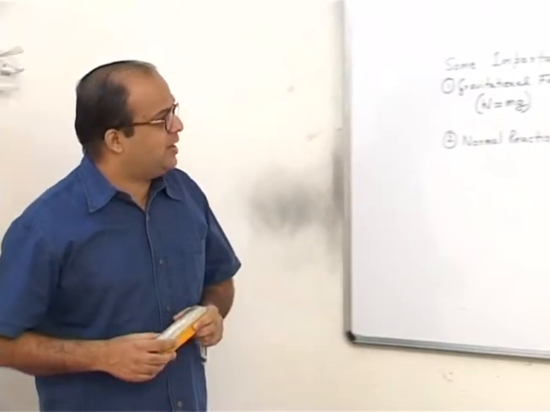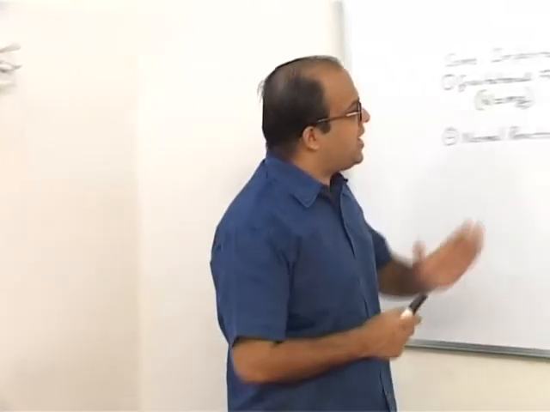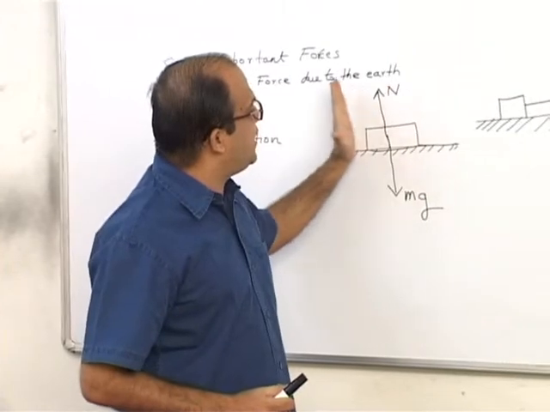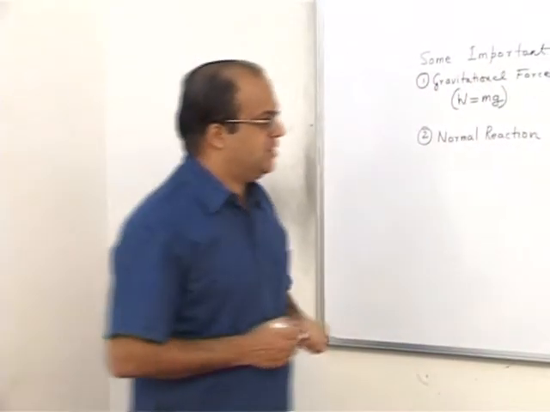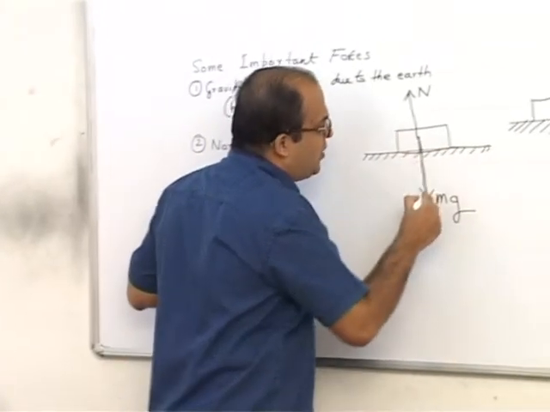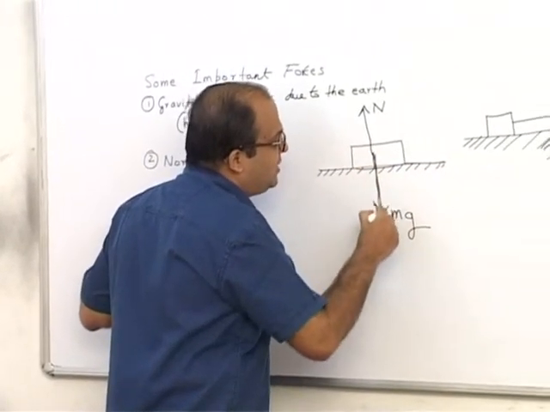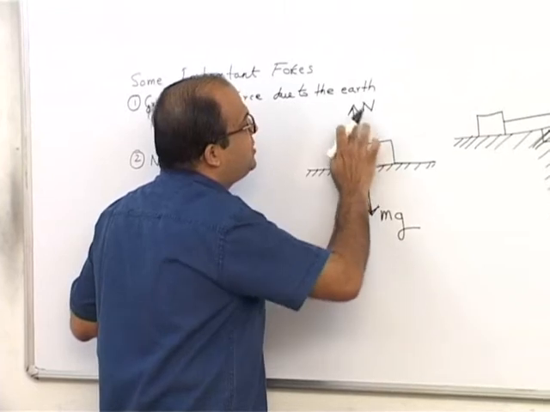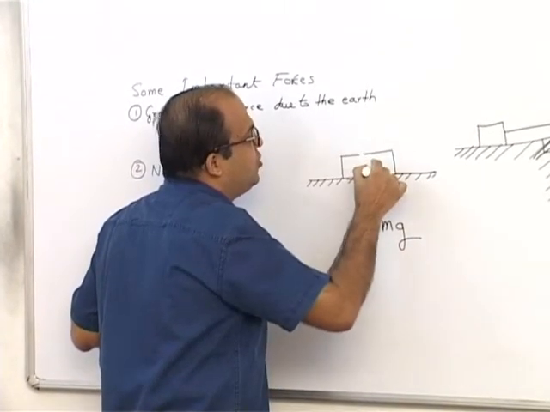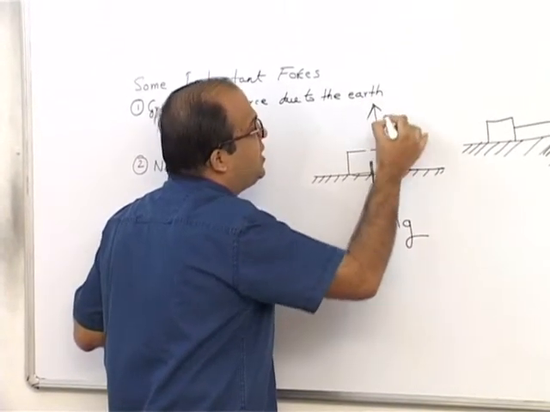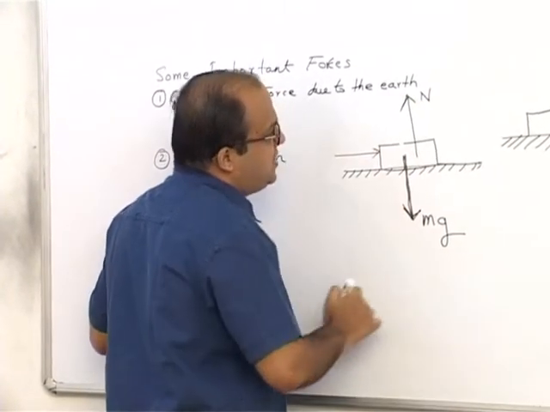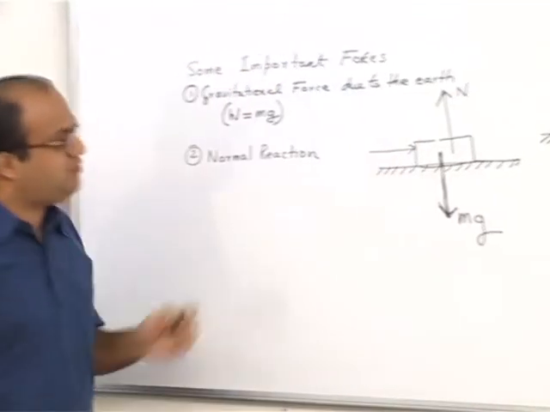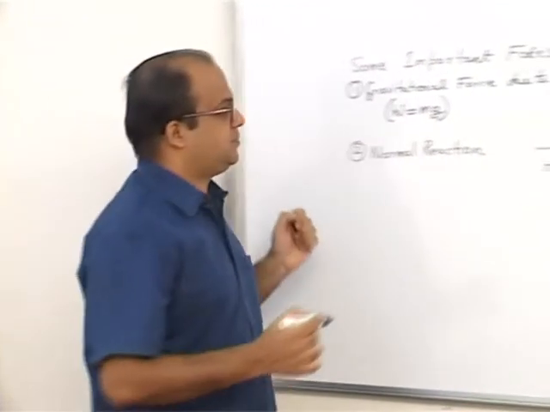And one thing we'll learn later: the line of action of normal reaction can shift to keep a body in rotational equilibrium. This mg will always act through the center of gravity, but this normal reaction can shift to keep a body in rotational equilibrium. If you apply a force here, then normal reaction can shift in that direction.